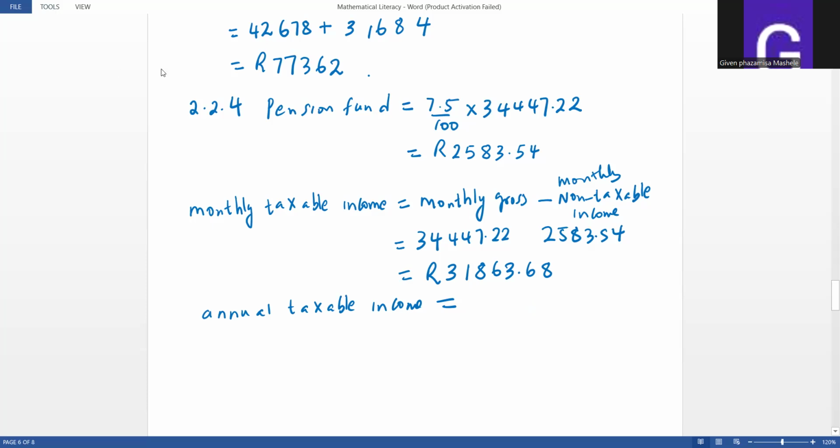So it will be 31,863 rand and 68 cent multiplied by 12. Remember, the non-taxable income is just pension. There's no UIF, times 12. So this will give us 382,364.16.